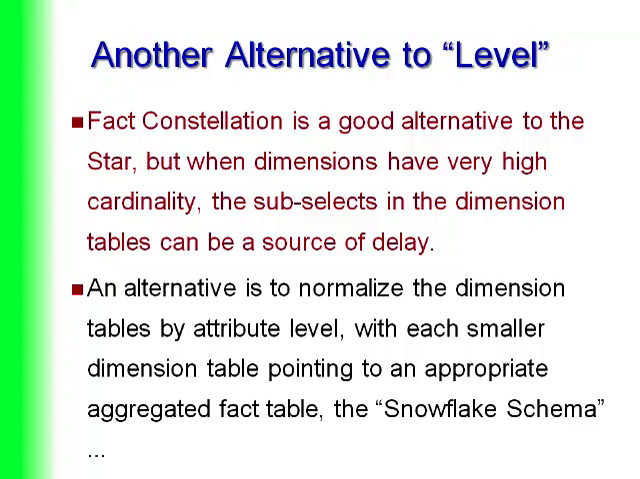As I mentioned earlier, when the cardinality of the dimension table is very large, then the inner select statement in the dimension table may take a huge amount of time in processing the request, which leads to a source of delay. So in order to reduce the delay, what we can do is divide the fact constellation table by normalizing. I repeat, we can divide the fact constellation table into a set of smaller dimension tables pointing to an appropriate aggregated fact table. So this kind of structure imitates the structure of a snowflake. That is why we call this a snowflake schema.